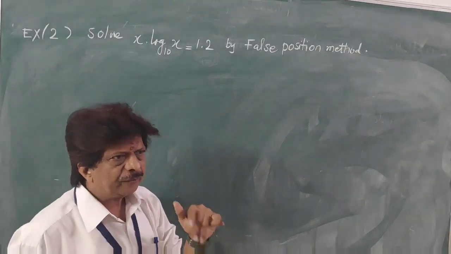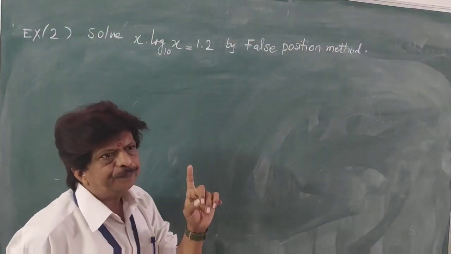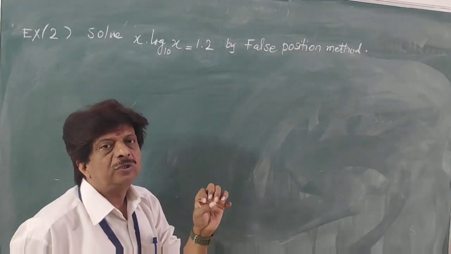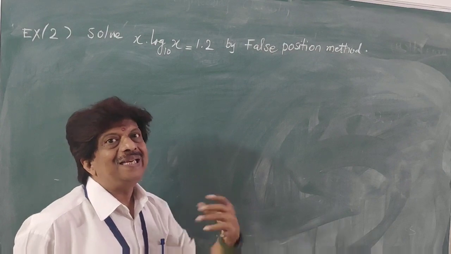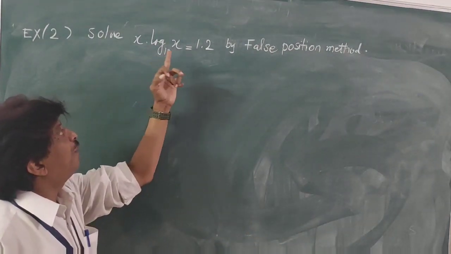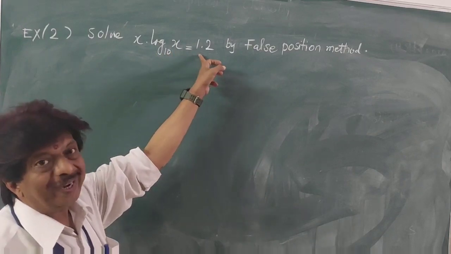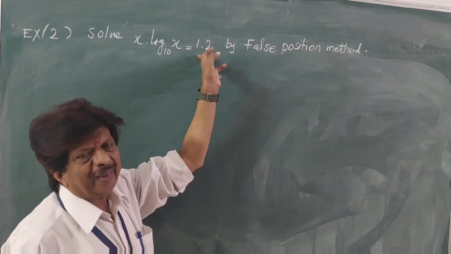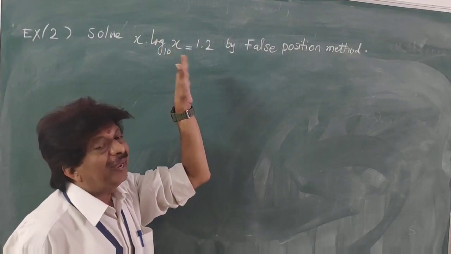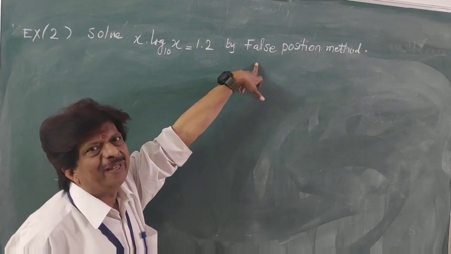Now in this lecture, second lecture, third lecture perhaps, we shall solve numerically, of course, one transcendental equation. The equation is x into log of x to the base 10 equal to 1.2, by this method.